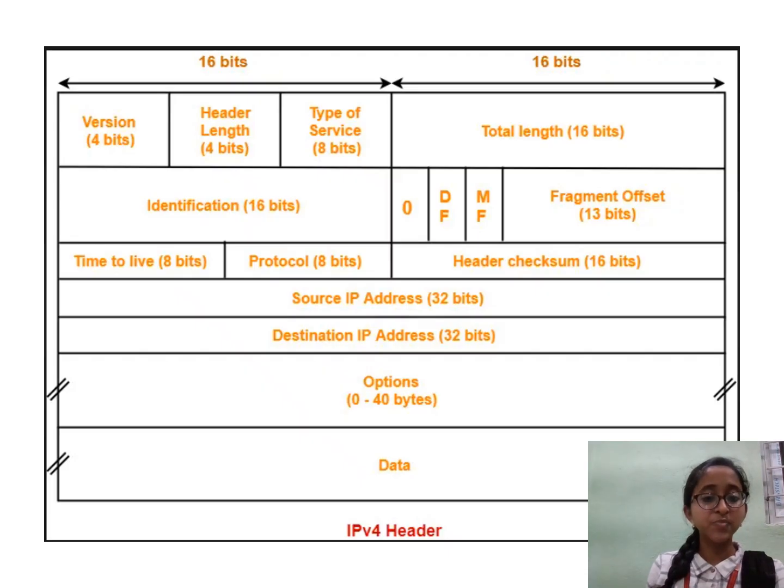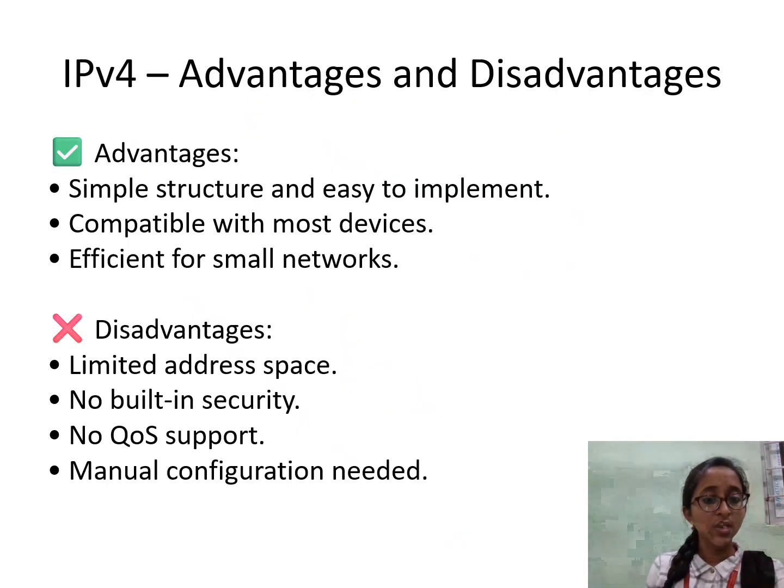IPv4 is simple, fast, and supported by all devices. But it has clear limitations: limited address space, no built-in security, and poor quality of service. To keep it alive, we use DHCP and NAT, but that's only a patch, not a permanent fix.